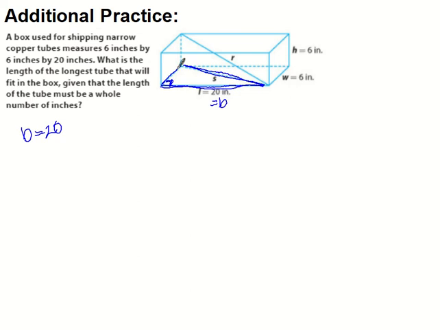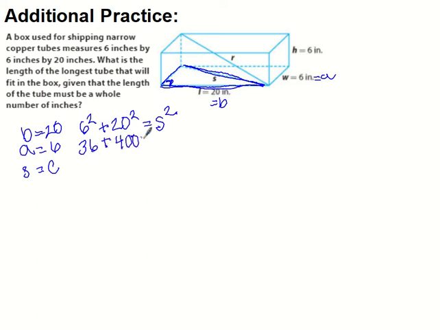We know that the height of my right triangle is 6, because, right, we can scan it over here and it's going to be 6. So that's going to be my A. And what I'm trying to solve for is S. And in our case, S is really just C. So we're going to go 6 squared plus 20 squared equals S squared. 6 squared is 36. 20 squared is 400, equals S squared.